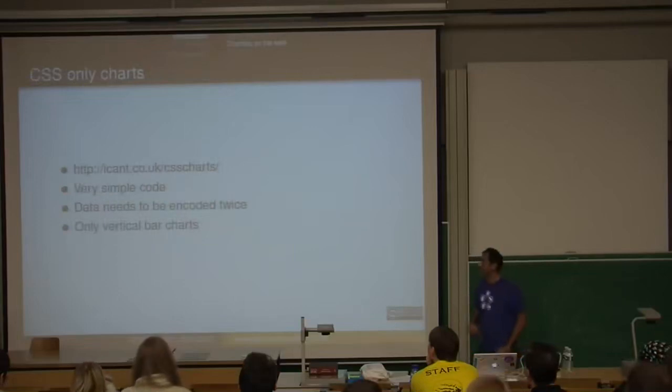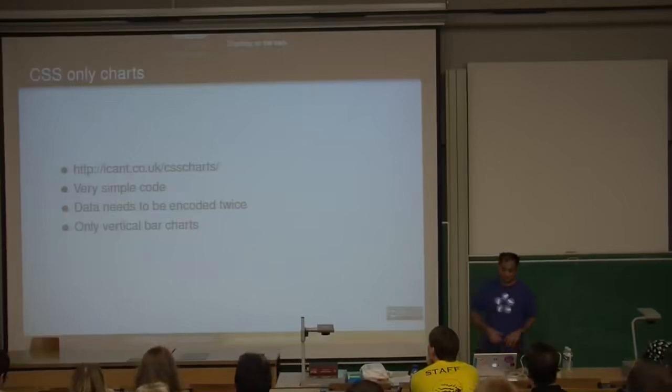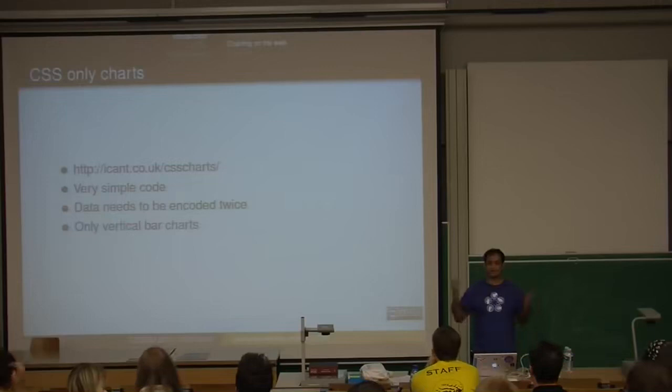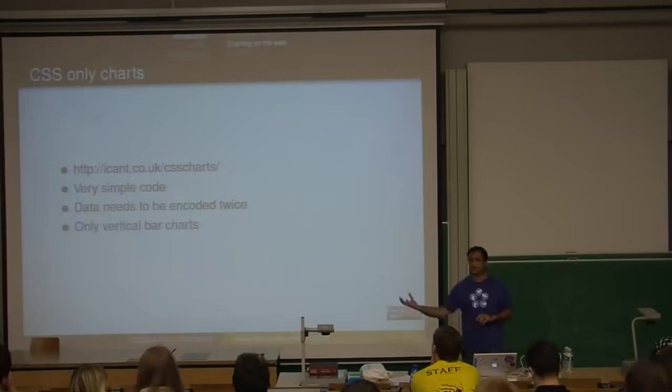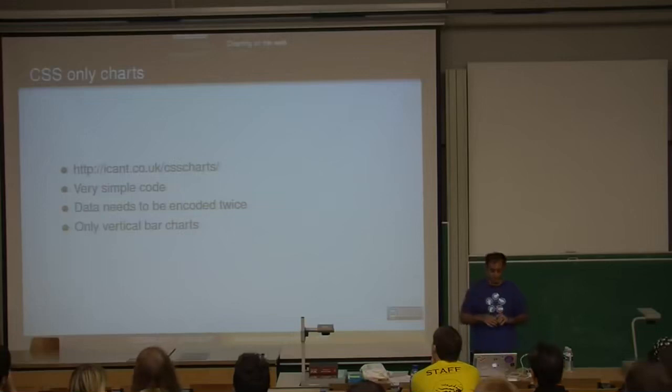CSS-only charts. I don't have internet access here, or I'd show you that, but that's a URL you can go to if you want to see what it looks like. Yeah, icant.co.uk CSS charts. Very simple code. It's a list item and CSS to enhance that into a chart. The thing is, your data needs to be encoded twice, once in the actual data that you display and the other in the style sheet. And currently, he only supports vertical bar charts. I think he could do horizontal bar charts too, but I don't think anything else.